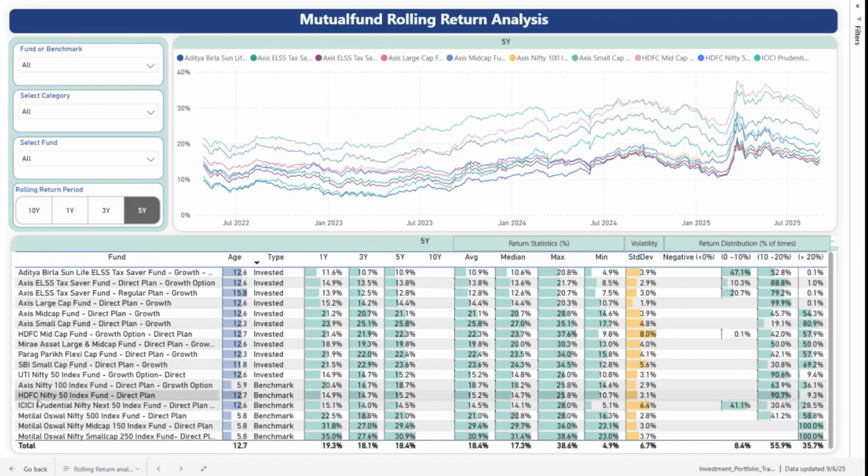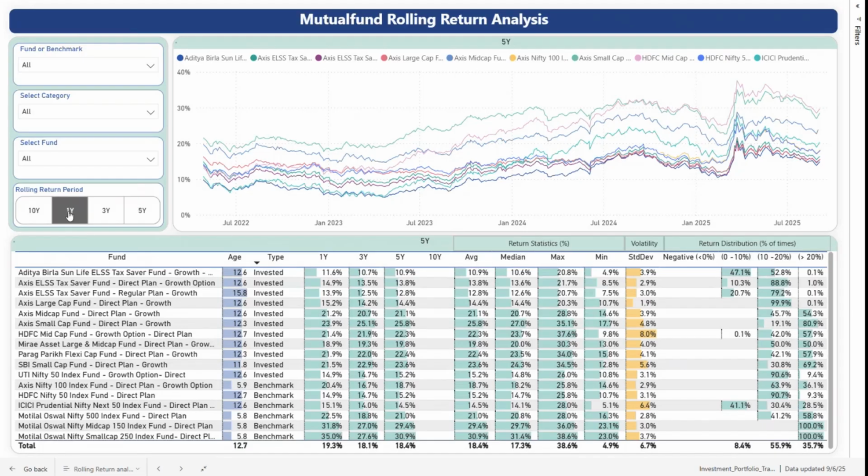So for Nifty 50 we have chosen the HDFC Nifty 50, for Nifty 100 we chose the Axis, and for Midcap 150 index, Motilal Oswal, something like that. Likewise, you can choose any other fund also, Motilal Oswal or whatever fund you want to compare against. The rolling return here is 1 year, 3 year, 5 year, 10 year. It indicates the average rolling return for the 1 year period, 3 year, 5 year, and 10 year period. And then return statistics tell you based on your selection.